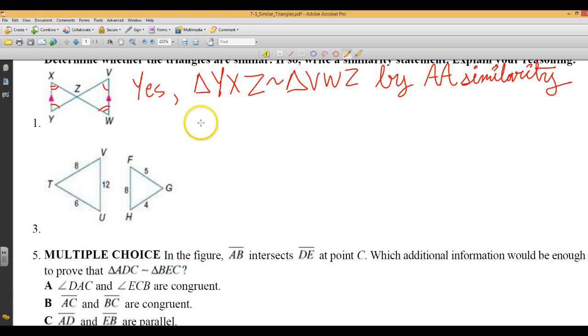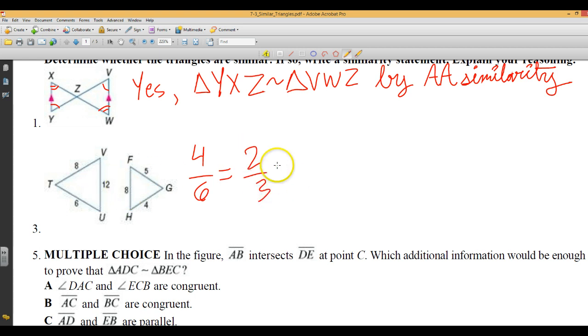So in number 3, we're doing the same thing. We want to see if the triangles are similar. So if they are similar, then their corresponding sides will be proportional. We have 4 over 6, which would simplify to 2/3.